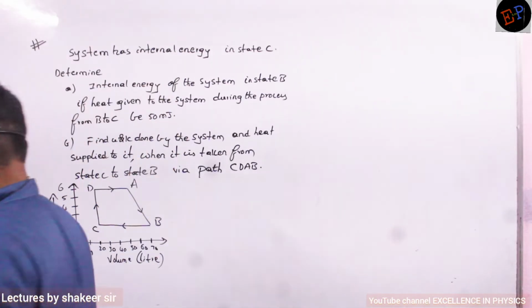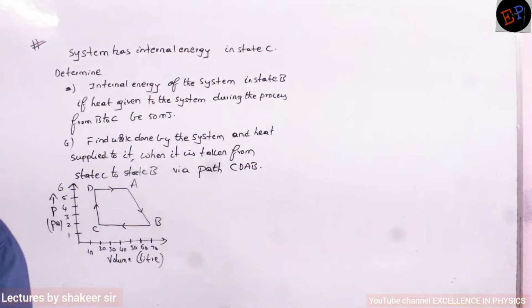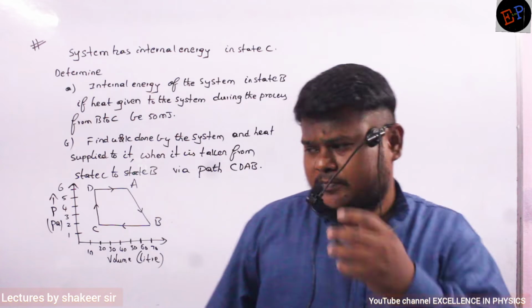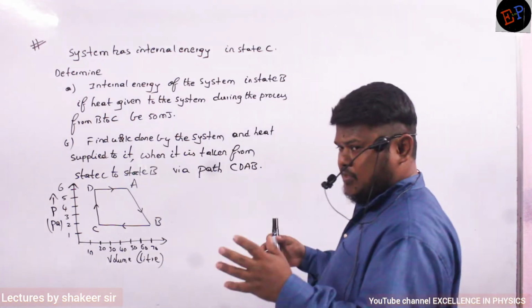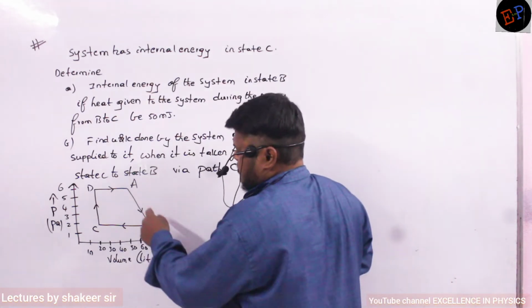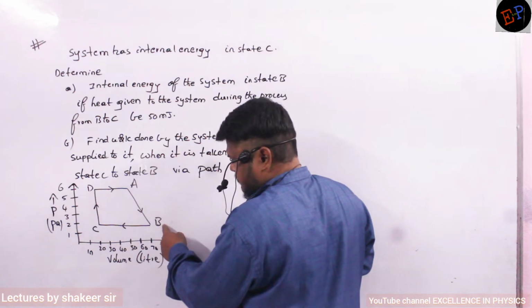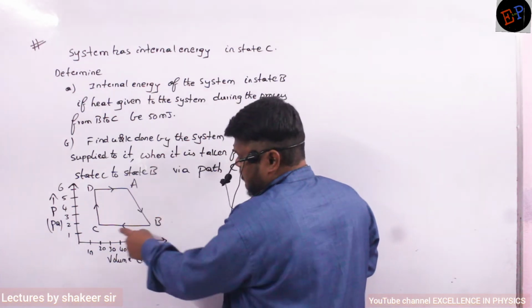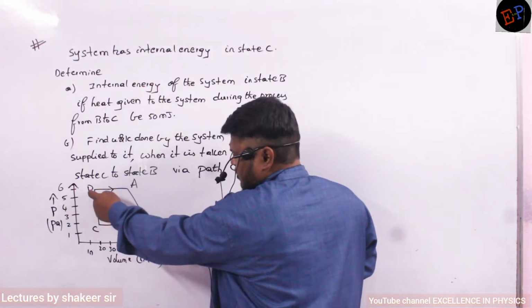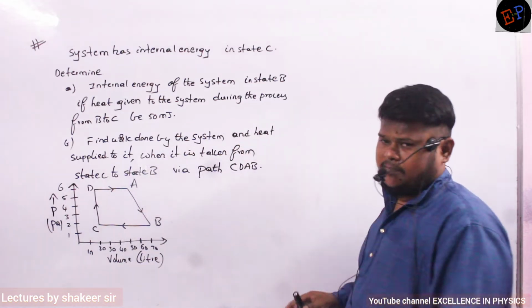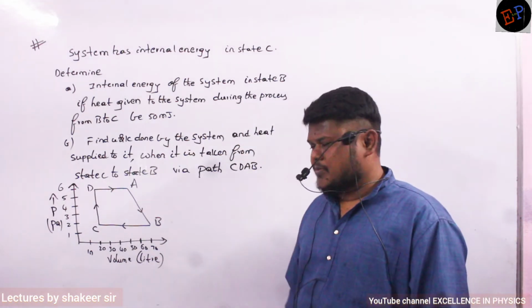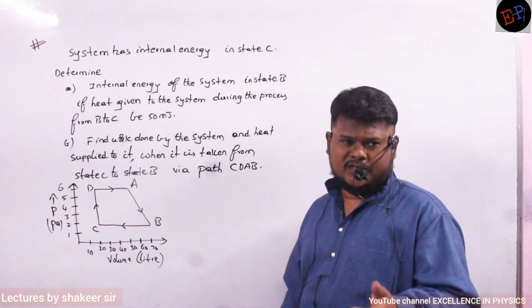Okay. So let us see this question. We are performing some processes on this system of gas. First of all, we are moving from A to B. This is one process. Another process from B to C, C to D, and finally from D to A. So these are the 4 different processes we have performed on the same system.